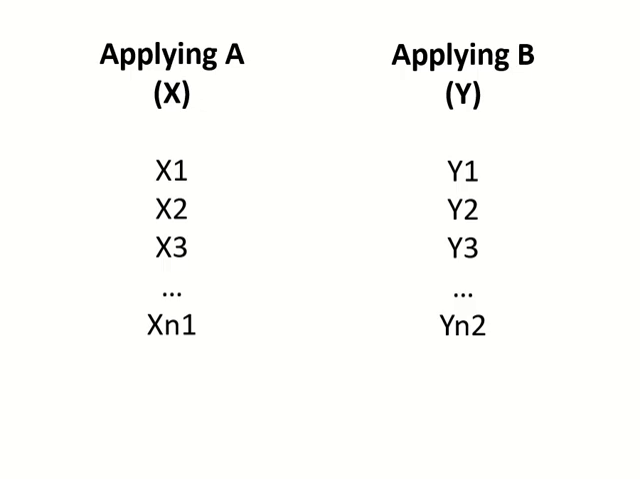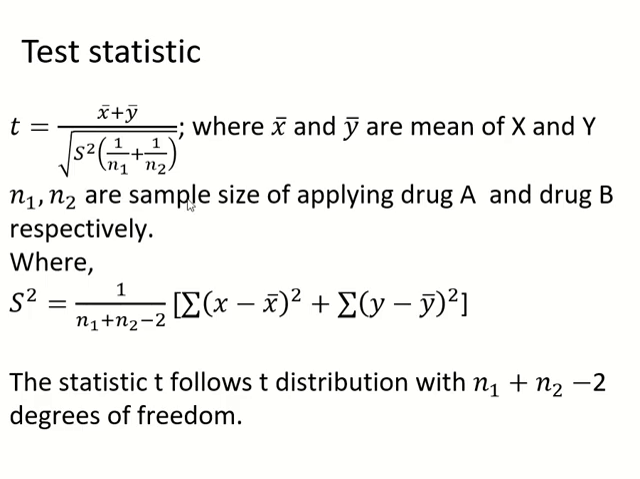So mean of x and y means, look at this, the summation of all these x1, x2, x3 up to xn1 divided by n1. Similarly y1 plus y2 plus y3 and so on divided by n2. This is y bar. So x bar is the mean of all these x values and y bar is the mean of all these y values. And s square is given by this formula.